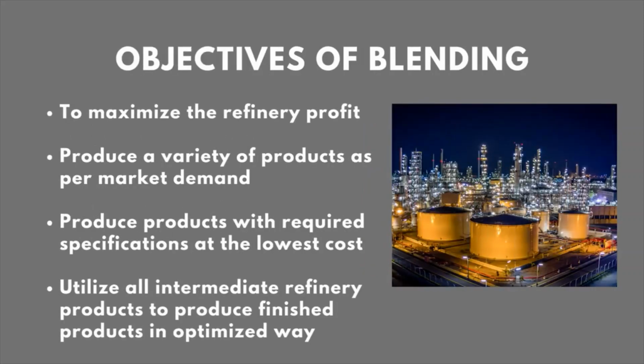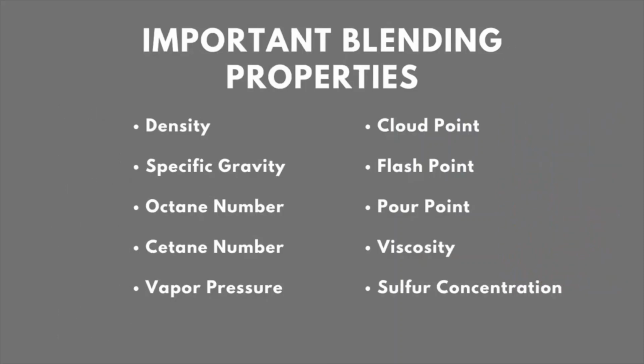The objectives of blending are to maximize the refinery profit, to produce a variety of products as per market demand, produce products with the required specifications at the lowest cost, and utilize all intermediate refinery products to produce finished products in an optimized way. Important blending properties that are considered before performing blending activities are density, specific gravity, octane number, cetane number, vapor pressure, cloud point, flash point, pour point, viscosity, and sulfur concentration.